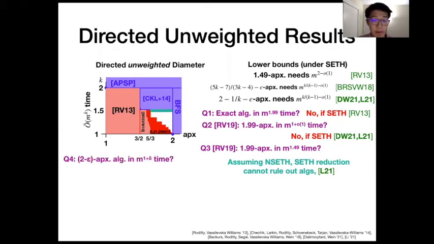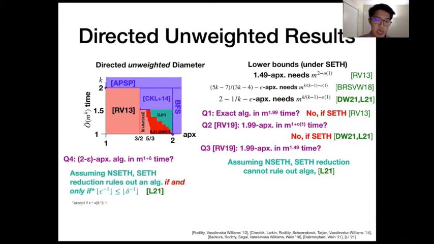But you could ask, for the remaining approximation ratio and runtime trade-offs, can we say anything? We don't know algorithms, we don't know hardness results. What we show is we fill in the remaining white region in the picture. Assuming NSETH, a SETH reduction rules out an algorithm if and only if this inequality holds. Basically, this is saying that our SETH hardness results are the best possible in both the runtime and the approximation ratio. And again, you can view this result in two ways. Either it's evidence for algorithms in the teal setting, or it's saying that you need new techniques or alternative hardness assumptions to prove better lower bounds.